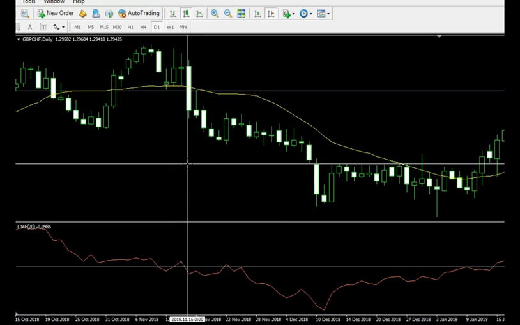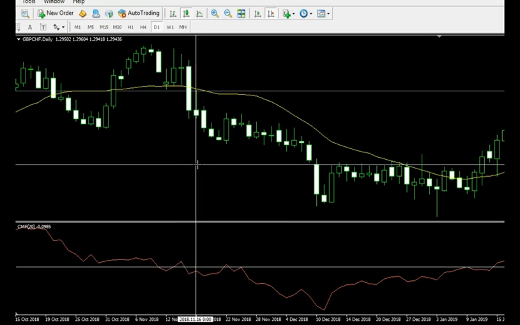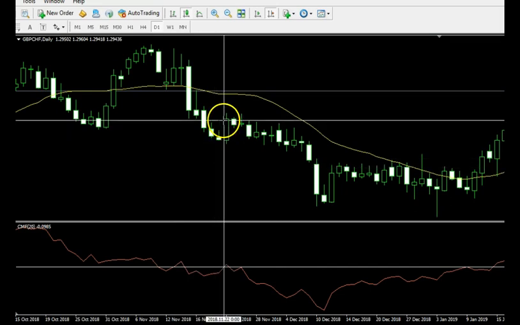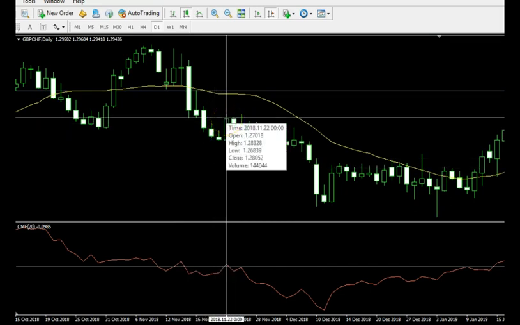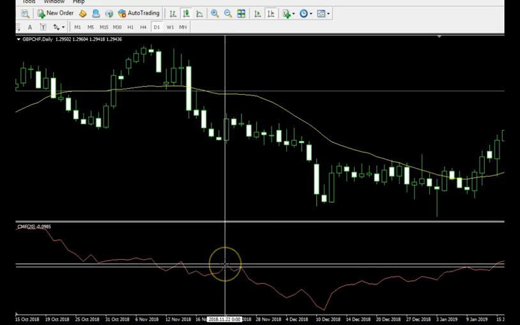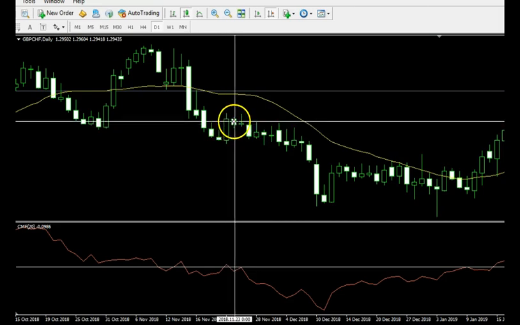So you enter this short, and then your own confirmation indicator tells you to get out right here. See that? It crossed back above zero. Now, you don't have the luxury of seeing the future.